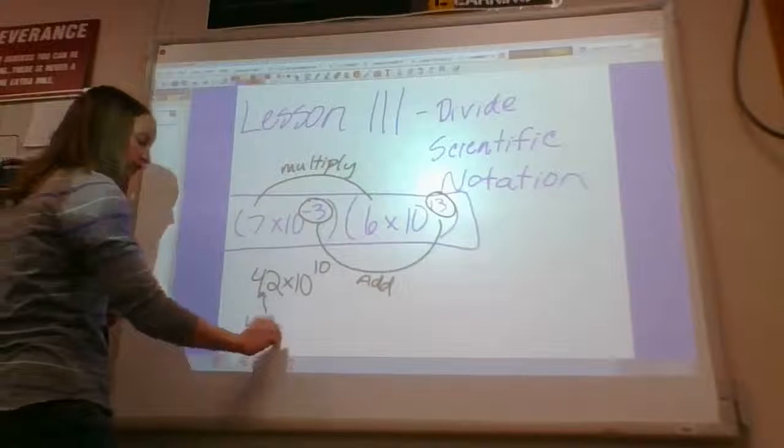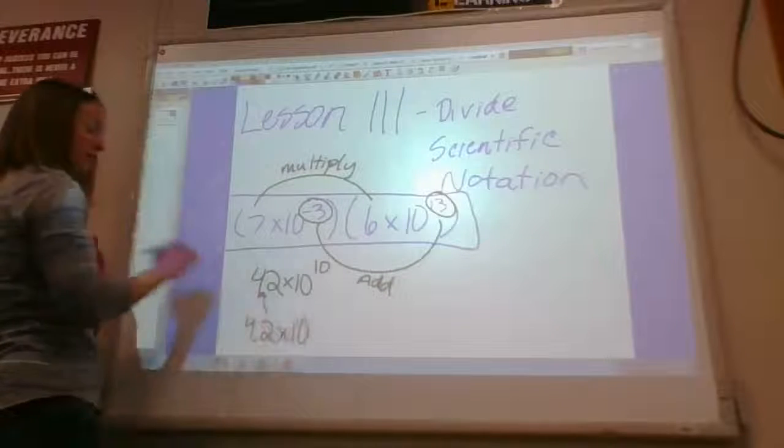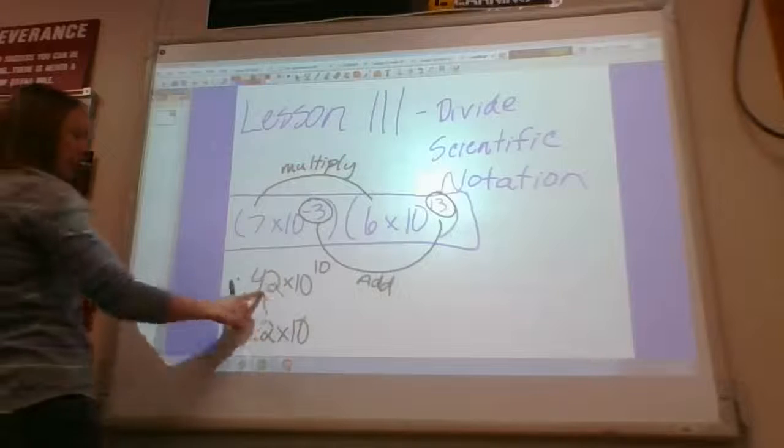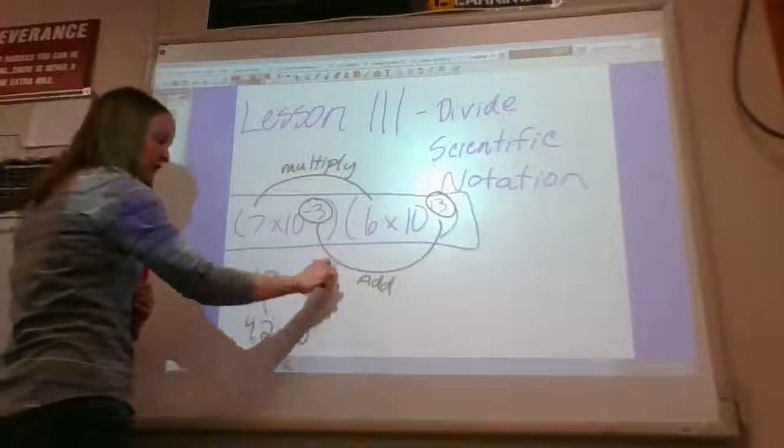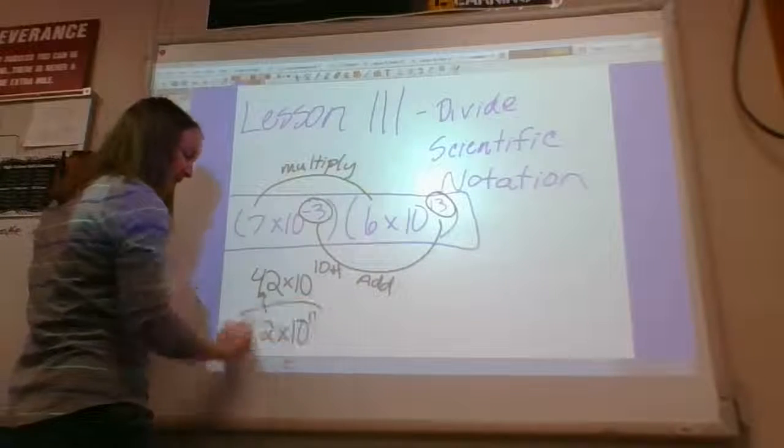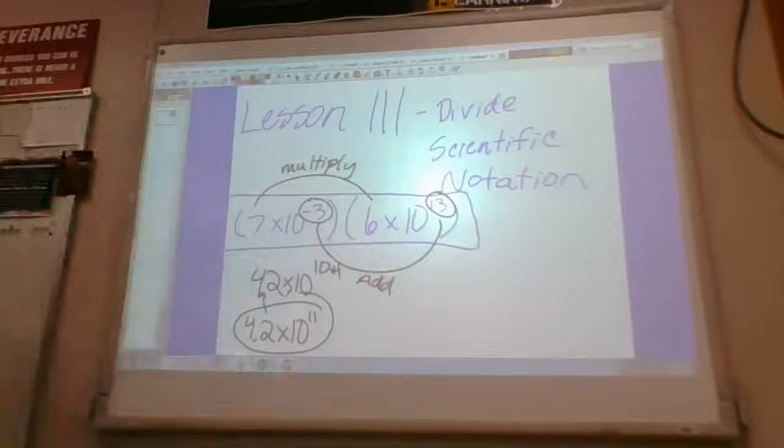So you go 4.2, and they work inversely. So if you made the number smaller, you have to make this larger by 1. So it's actually going to be 4.2 times 10 to the 11th.